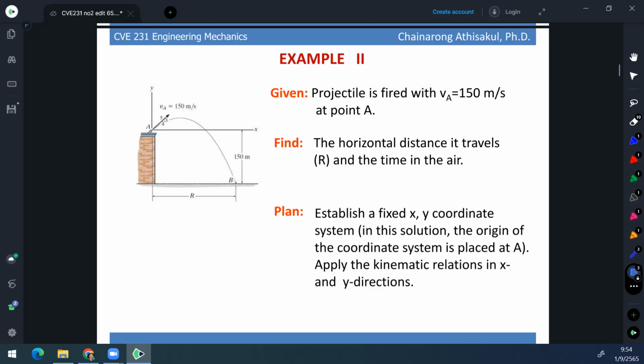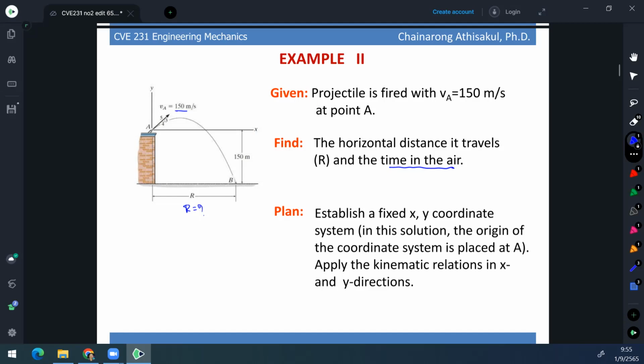Let's take a look at this example. This example is the projectile is fired at point A with velocity at point A equal to 150 meters per second. We would like to find the horizontal distance R. R is equal to what? And the time in the air, that is the time of travel of this projectile.